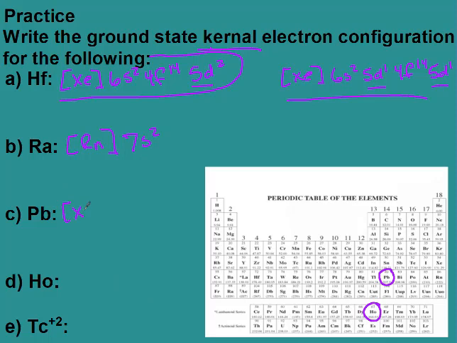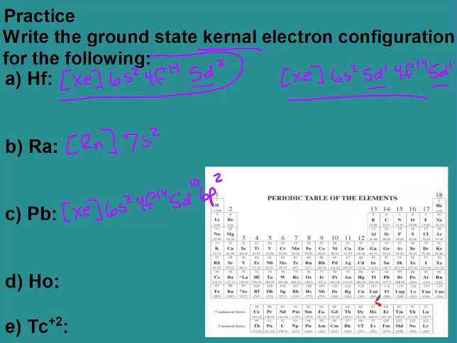So for lead, you should have had xenon in brackets, and then 6s2. Then I'm going to say 4f14, and then 5d10, and then 6p2. Just like before, I can double check myself by saying xenon has 54, plus 2 is 56, plus 14 is 70, 80, 82, and 82 corresponds to lead.